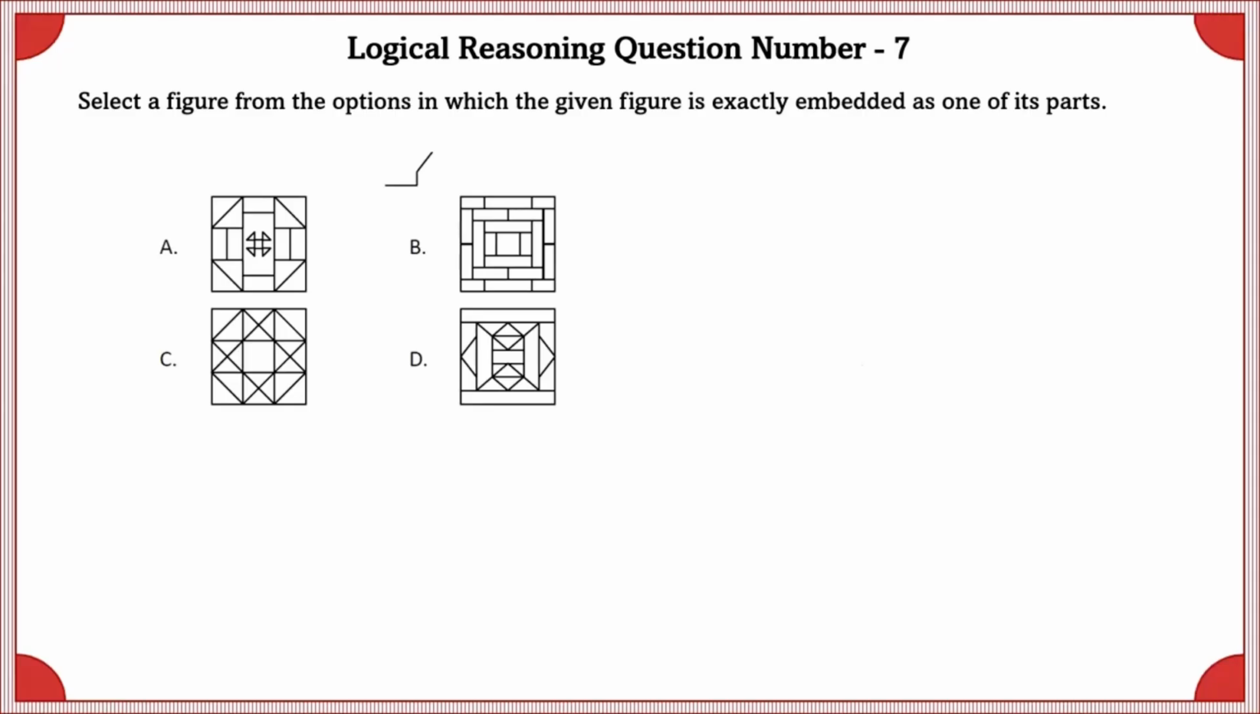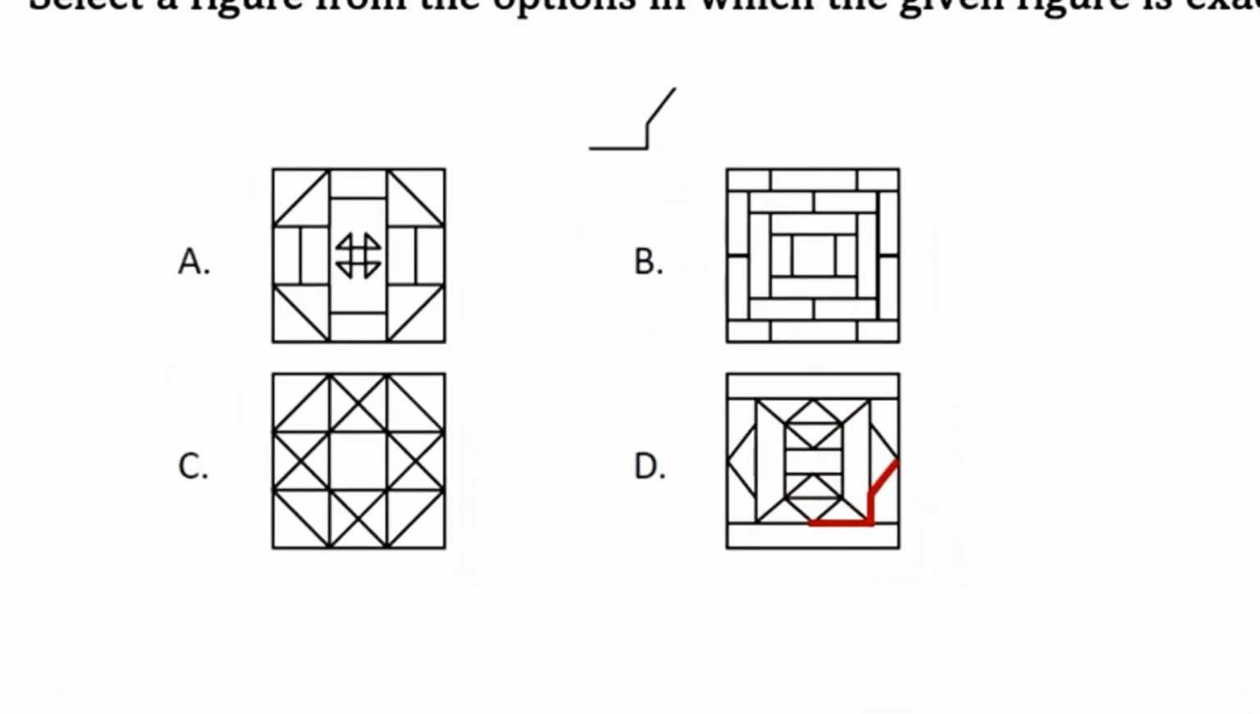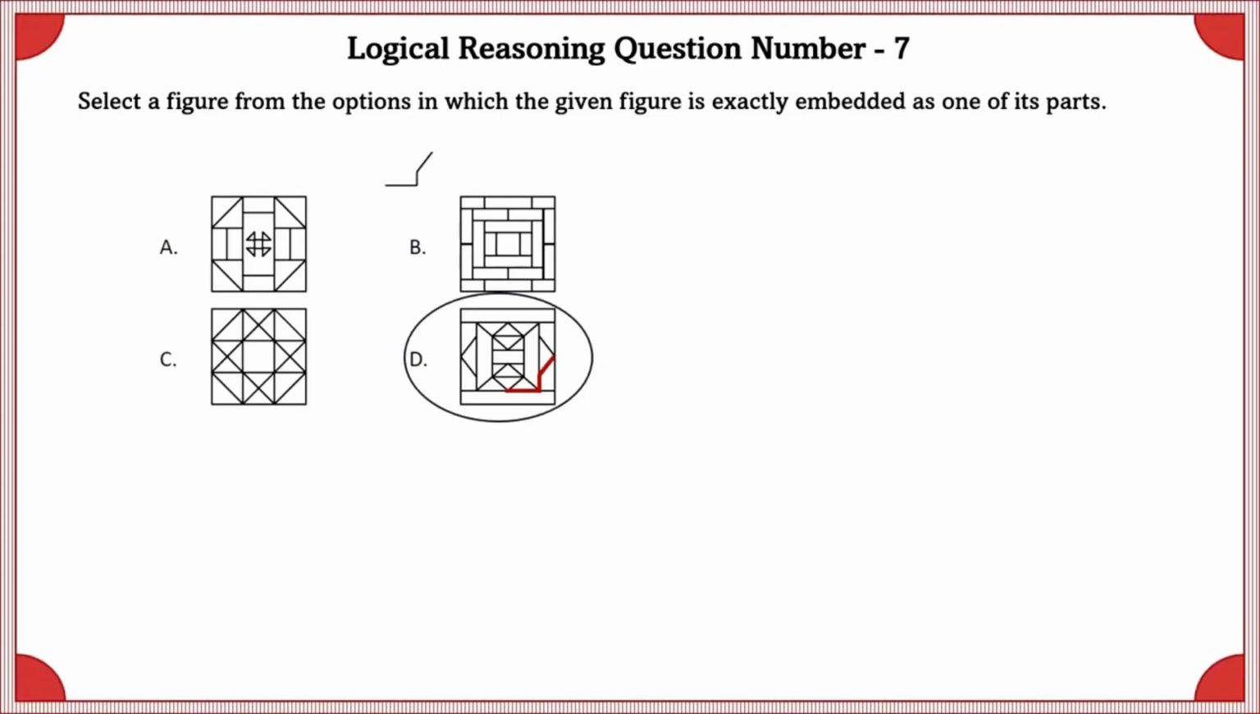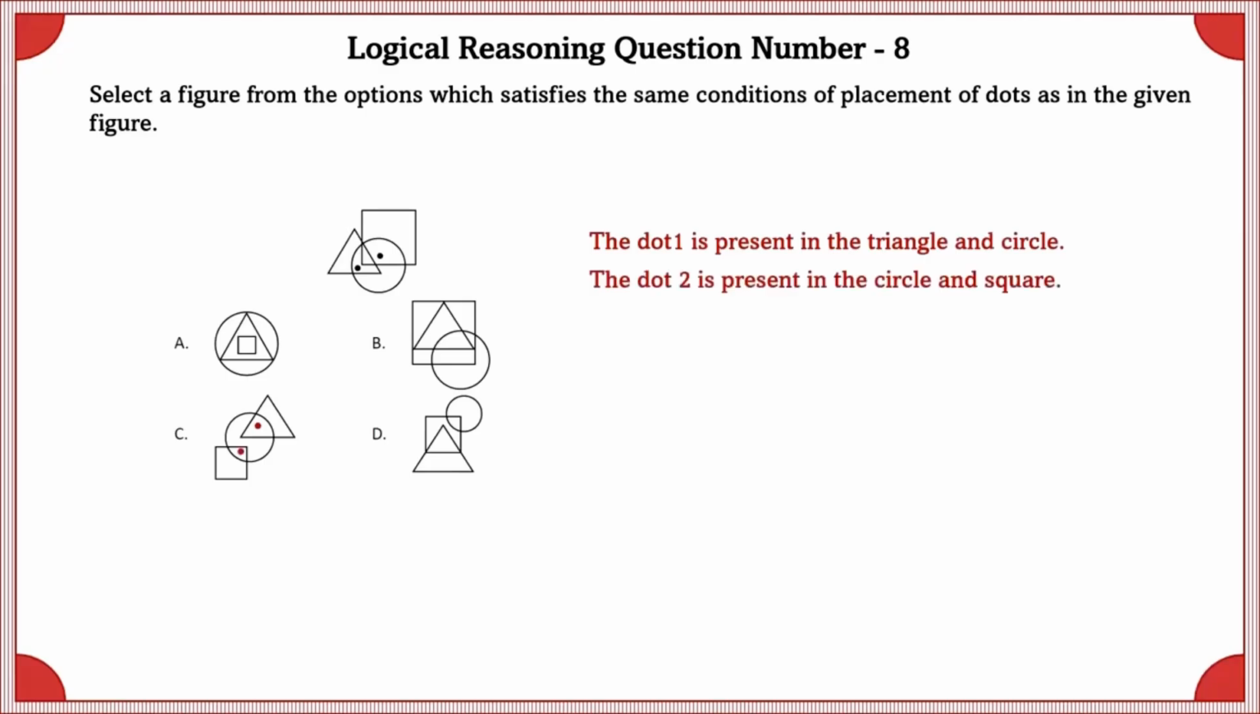Logical reasoning question number 7. Select a figure from the option in which the given figure is exactly embedded as one of its parts. Now in the D option, this figure is embedded in one of its parts. Logical reasoning question number 8. Select a figure from the options which satisfies the same conditions of placement of dots as in the given figure. The dot 1 is present in the triangle and circle. Dot 2 is present in the circle and square. So according to this condition, the C option is the correct option.